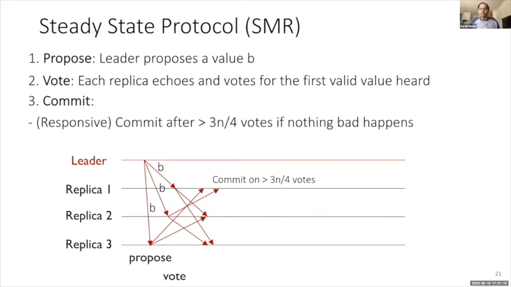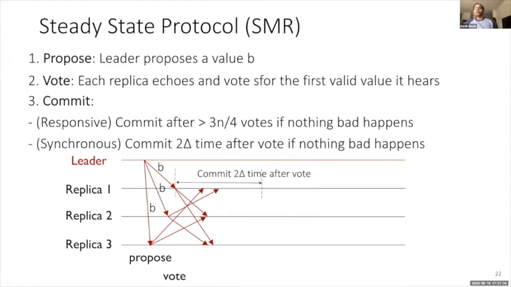One such event is where they detect a leader equivocation, where the leader has sent a different value B' as well. So if events like these do not happen, then I'm happy to commit this. Otherwise, if I do not receive 3/4 votes, then I just wait for 2 delta time after my vote. And again, within this 2 delta time, if nothing bad happens, I can commit this block, even if I do not have 3/4 votes. So that's the basic protocol in the steady state.